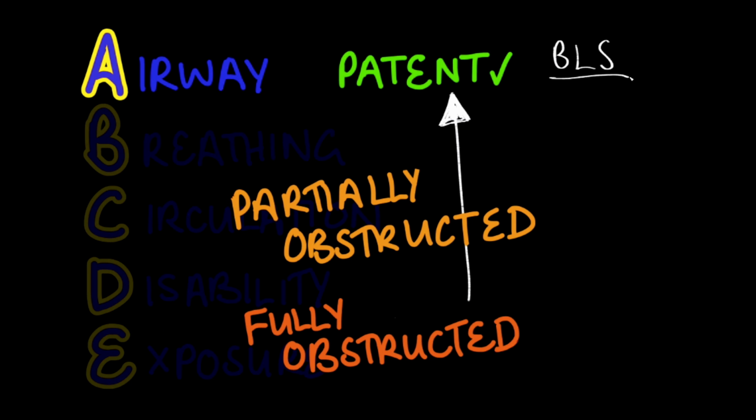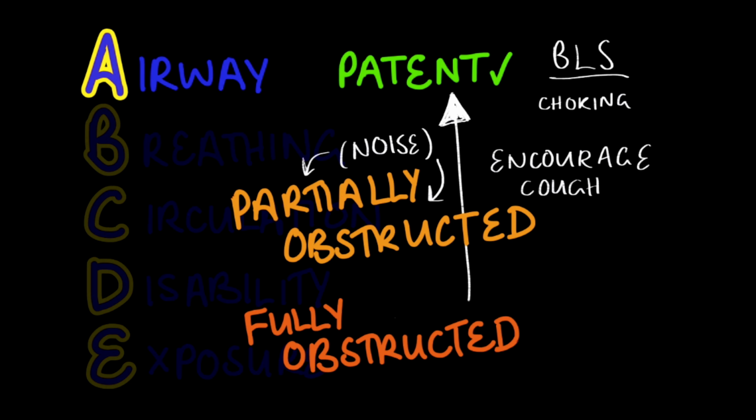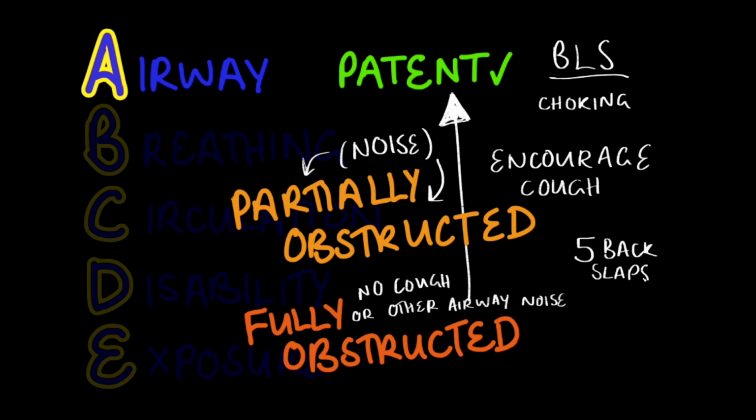If someone's choking and it's noisy, so it's a partially obstructed airway, you want to encourage them to cough, encourage them to clear their airway. If you can't hear any sound from the airway, it seems fully obstructed, you give 5 back slaps and 5 abdominal thrusts, which is the maneuver formerly known as the Heimlich, alternately. So 5 back slaps, 5 abdominal thrusts, 5 back slaps, 5 abdominal thrusts, until the airway is clear.